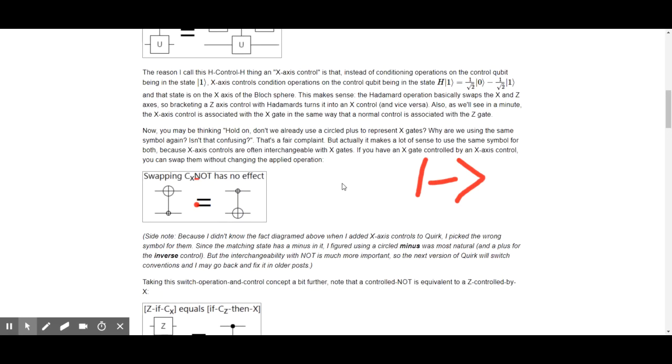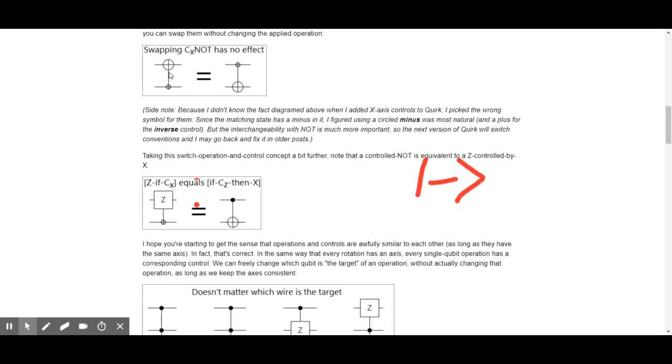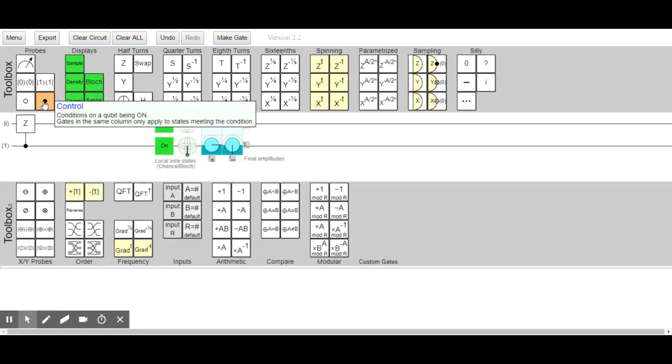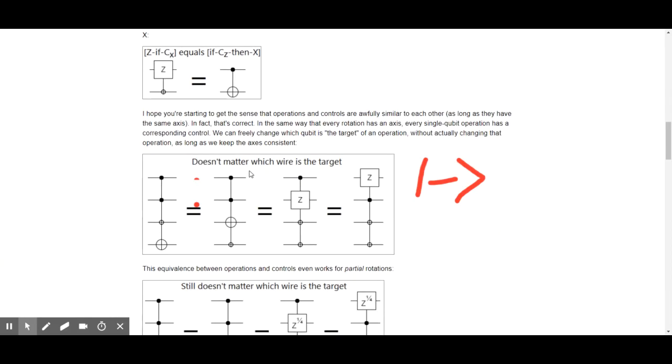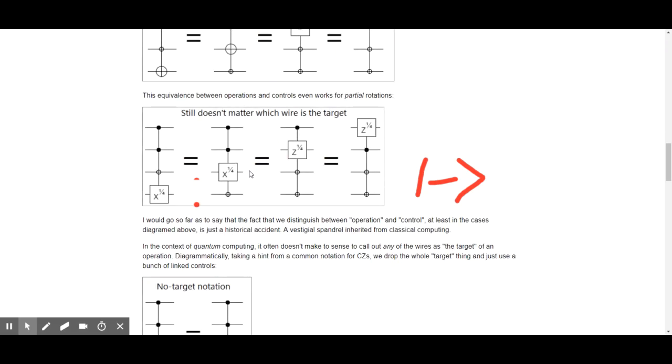Wait a second, but I think I might, no, exactly, yeah, that makes sense. It's like it's a control X. It's controlled by the X axis. And the normal thing here is a control on the Z axis, exactly. It just takes a little bit more getting used to it, but I think it kind of makes sense.